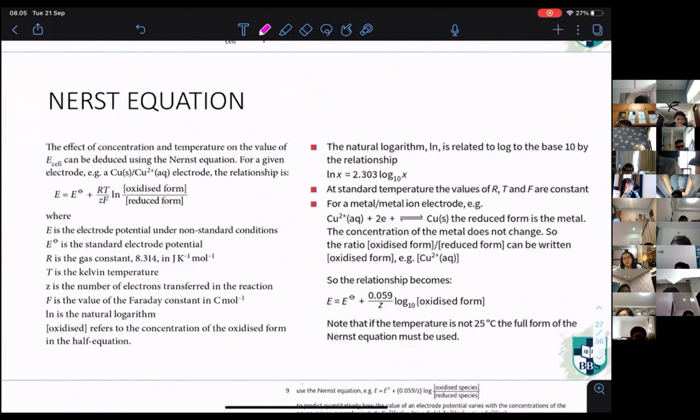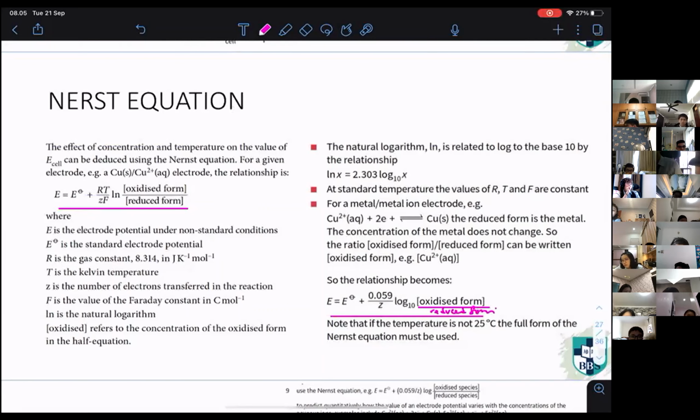I put them together. How they get this equation is not important, but you need to know about this, and you need to know about the simplified form. I mentioned in your syllabus, don't just memorize the oxidized form only. You remember oxidized form divided by reduced form also.